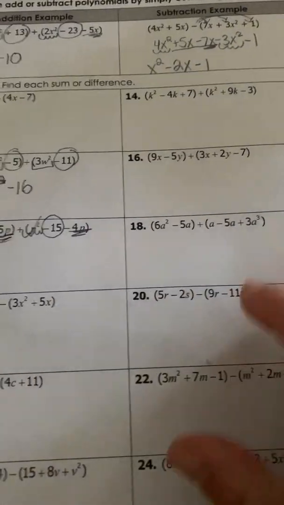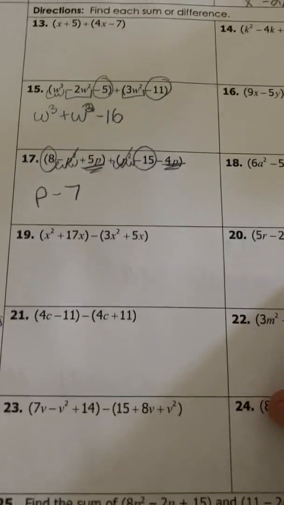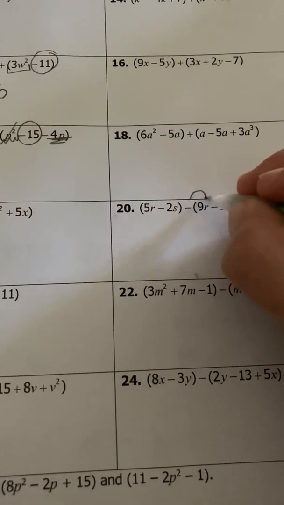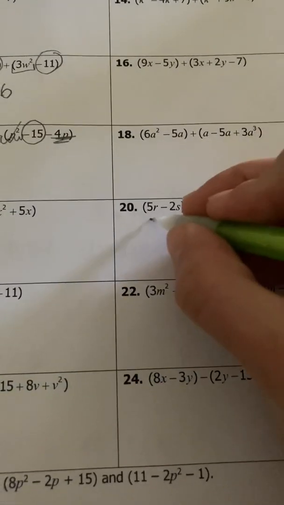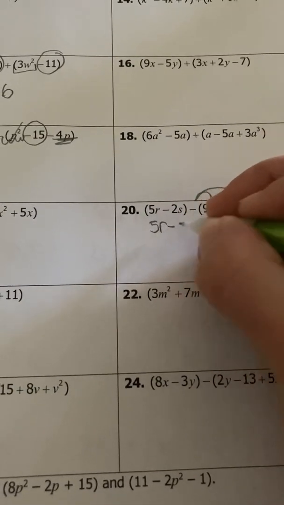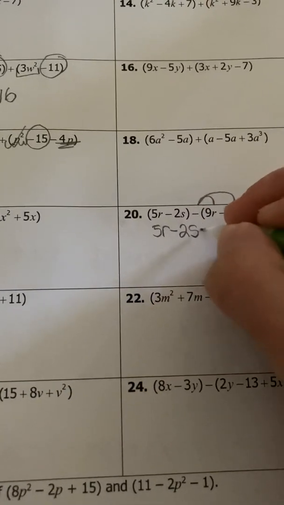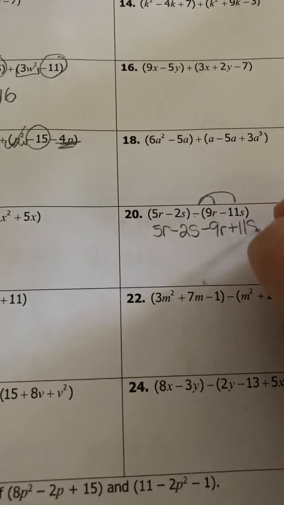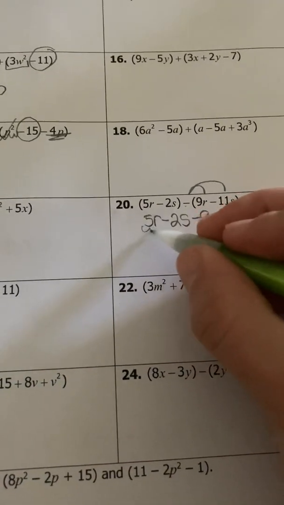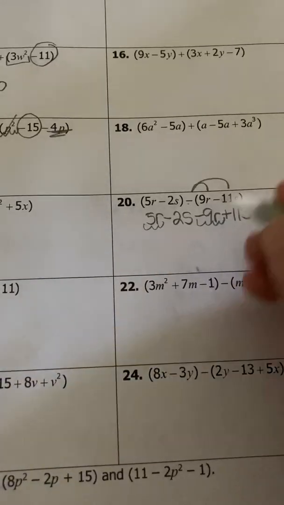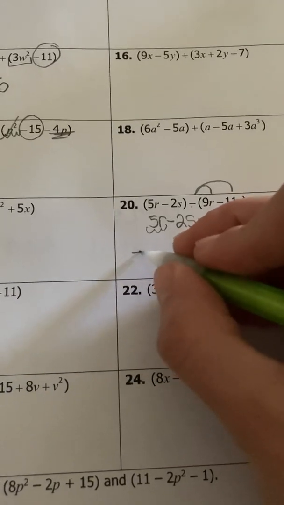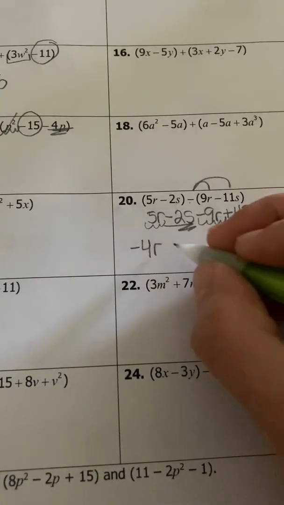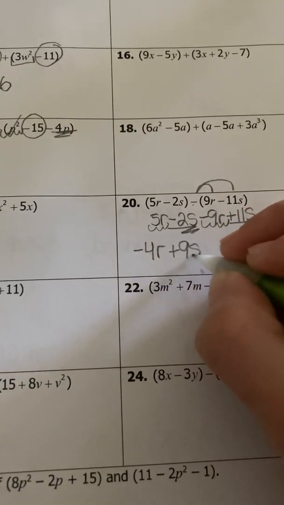So let's do some more subtraction ones. Let's do number 20. So again, we're going to distribute the negative to both of them and rewrite it. So 5r minus 2s minus 9r, minus negative becomes plus 11s. And then just combine your r's and s's. So 5r minus 9r would be -4r. And -2s plus 11s would be a positive 9s.